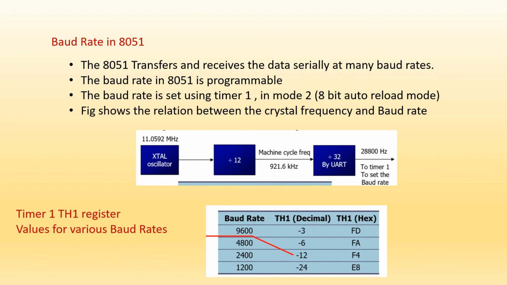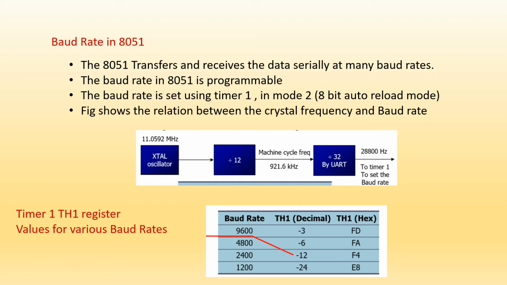The TL1 goes through the states: after FD it is FE, FF and then 0. Only 3 counts it's going to take. Once the 3 counts are over, the TF flag becomes high. Again the count value in the TH1 is loaded into the TL1 register automatically. You need not reload it again and again. It is the auto reload mode.